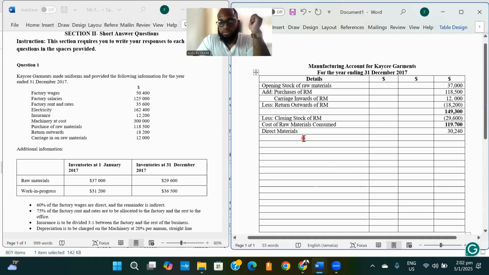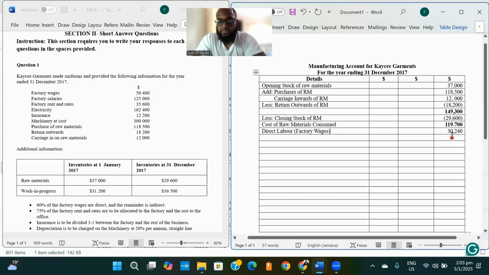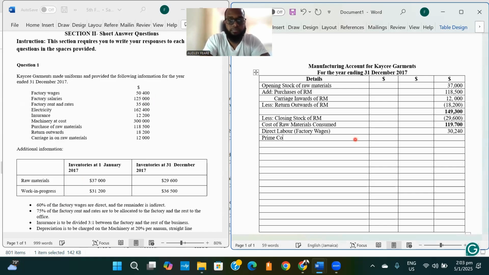And if you're asking how we get the direct materials, just remember, not direct materials, sorry, direct labor. The direct labor was actually the factory wages, because this labor can be directly related to the actual producing of the product. And it is 60% of the factory wages. So it's 60% of the 50,400. So 60% times 50,400, you would get the 30,240. And then that would lead us to our prime cost.